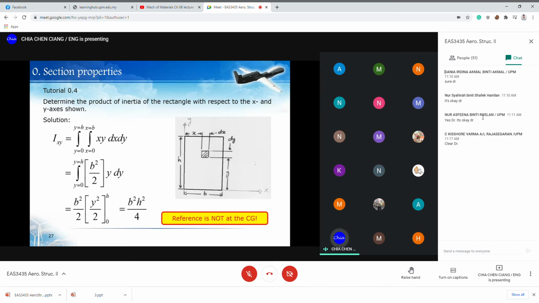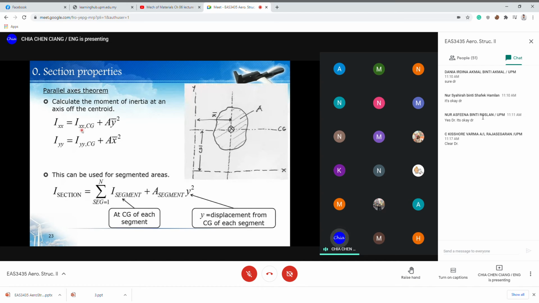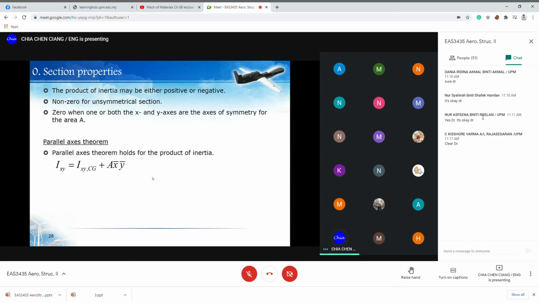Okay, this is different from the Iyy, Ixx equations. For the Ixx, Iyy equation, the reference is at the CG of that rectangle, plus the parallel axis theorem. For Ixy, we also have the parallel axis theorem. That is Ixy equals Ixy at the CG, which is 0, plus Axy. Okay.